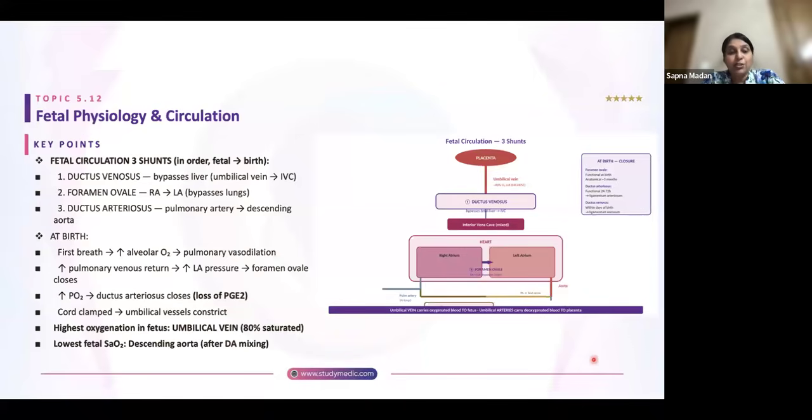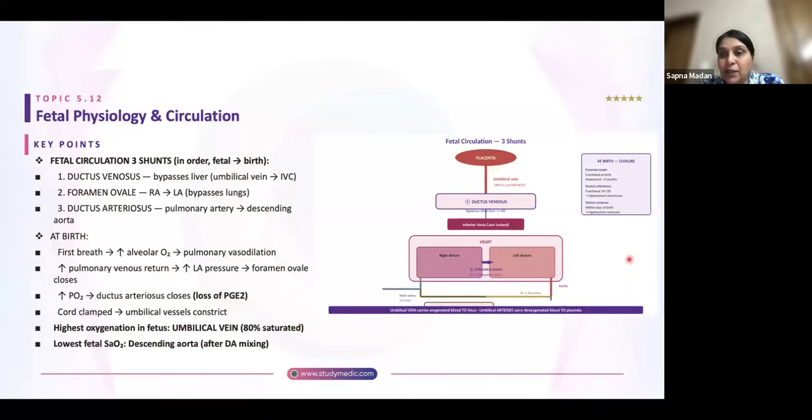The next question can be, which has the lowest fetal pressure of oxygen, saturation of oxygen? That will be the descending aorta, because already the blood has traversed the entire system. It has come to the descending aorta. And also there is shunting of blood from the pulmonary artery to the descending aorta via the ductus arteriosus. So that carries the minimum level of saturation of oxygen in the fetal circulation.